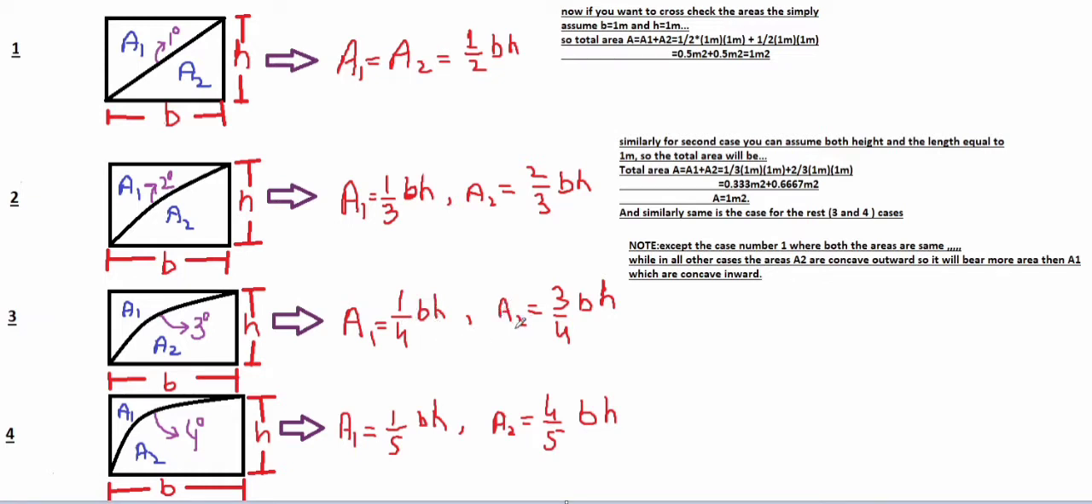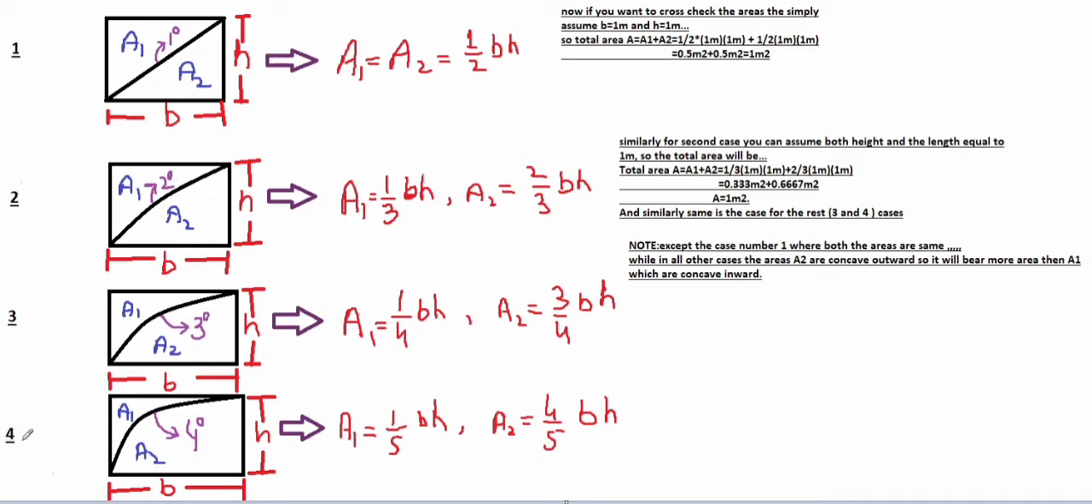And similarly, A2 is equal to 3 by 4 of BH. You can see here the denominator increases by 1 digit and the numerator also increases by 1 digit. So it means that A2 of the third case will be more than A2 of the second case. If you type this in your calculator, it will give a larger value than the second case.